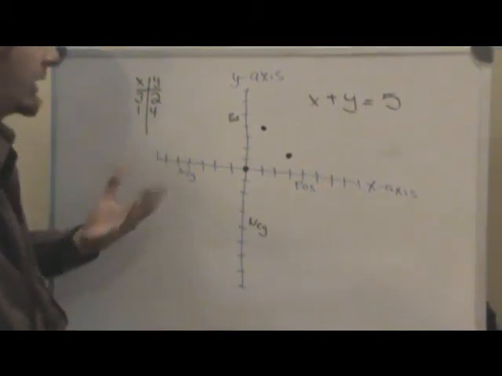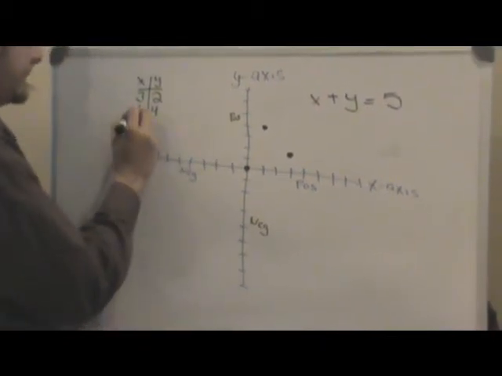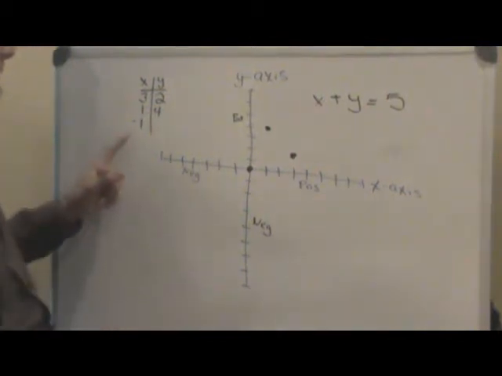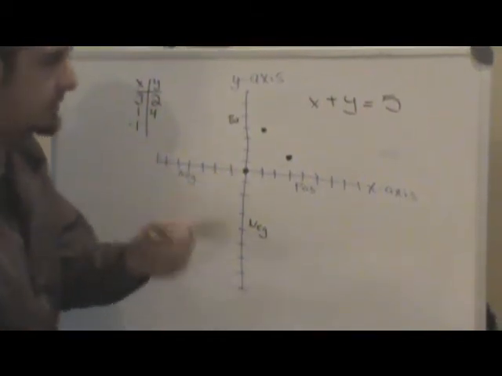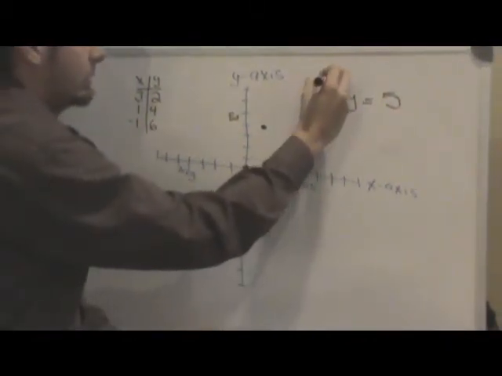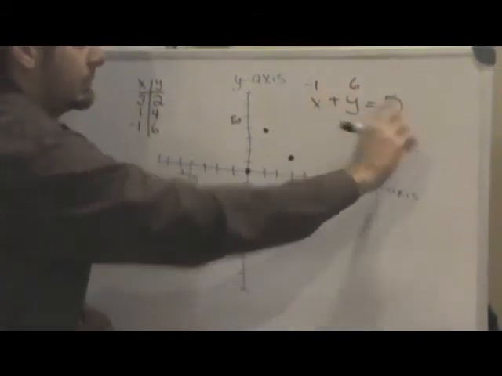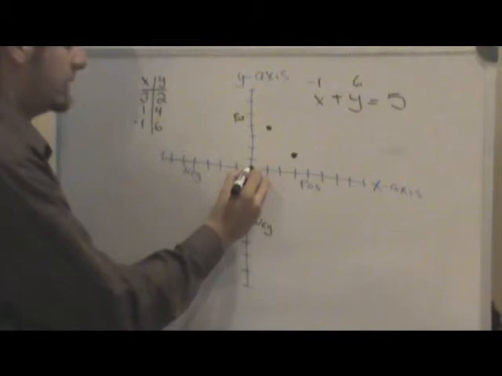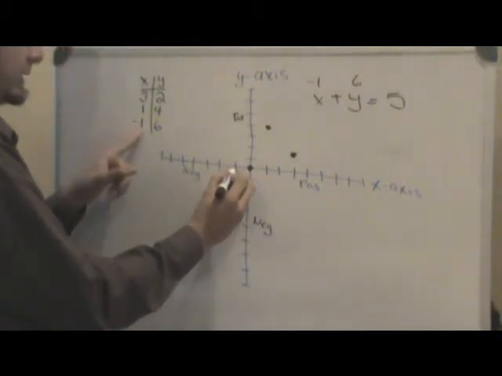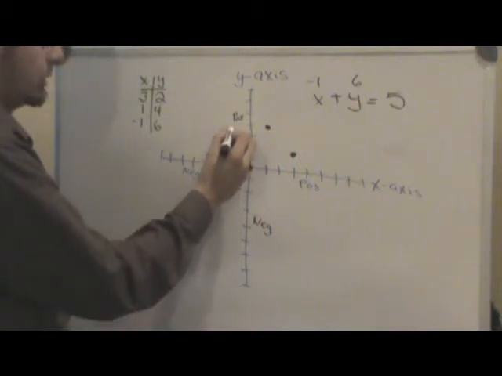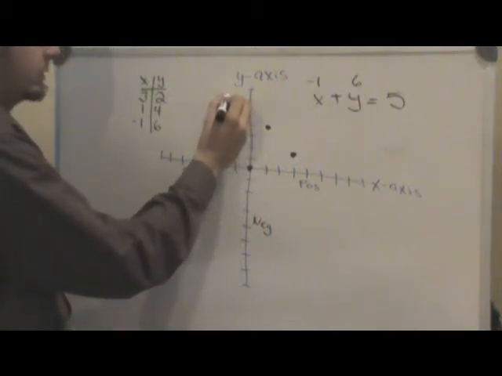Now let's try a negative. What if my x coordinate was negative 1? Negative 1 plus positive 6 would get me positive 5 for an answer. So I would go left 1 because my x coordinate is negative 1. And I would go up 6. So I'd go up 1, 2, 3, 4, 5, 6.